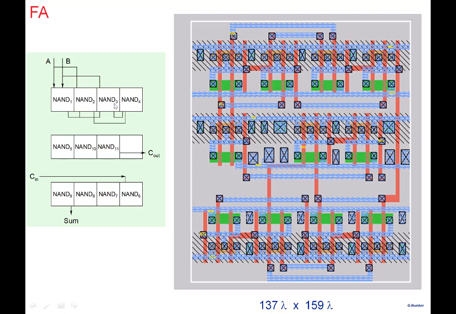So this shows a full adder here. You can see there is a NAND gate here, a NAND gate here, a NAND gate here, and all that you can see. That's how the NAND gates have been arranged in these three rows, and spaces have been used for interconnecting. Well, this comes out to be 137 lambda by 159 lambda here. Not exactly 120, some extra space has been used to interconnect and all that. So this is the full adder.